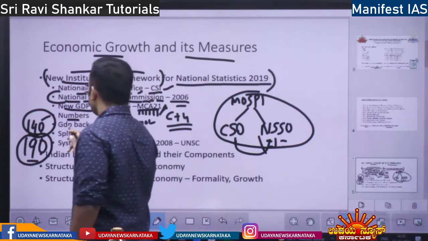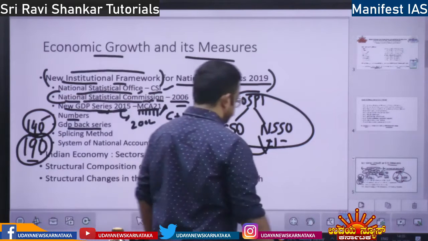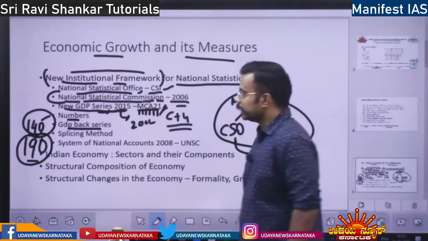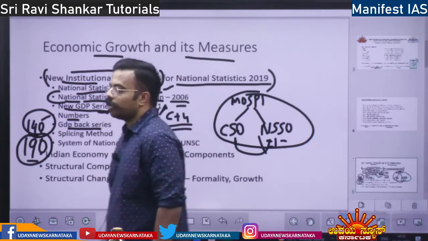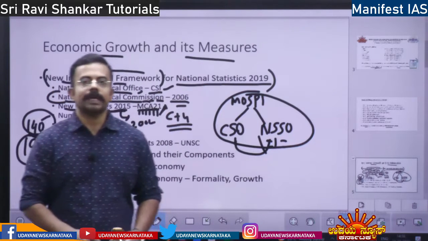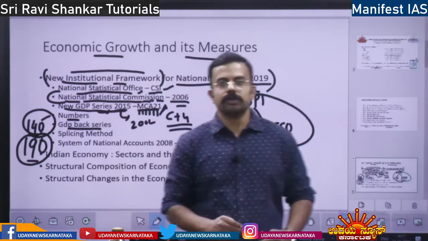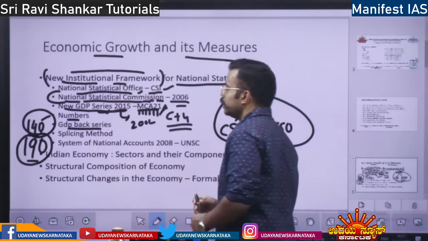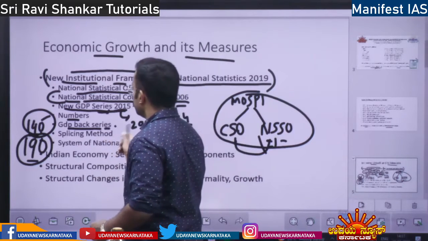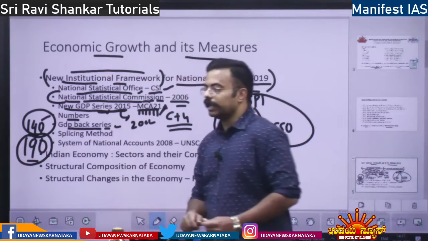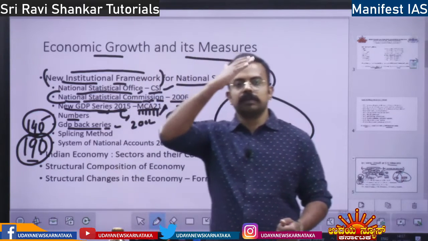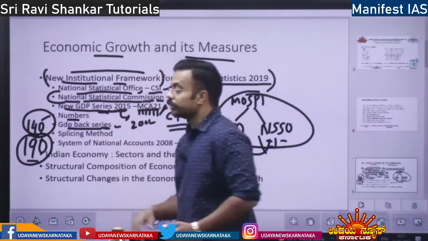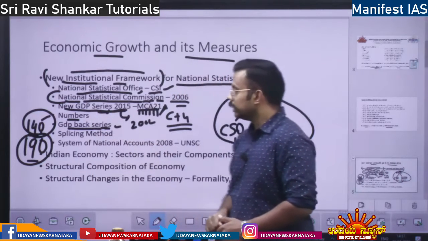Okay. Next we have the GDP back series. The GDP back series is nothing but the changing of the base year. Earlier the base year, I told you, was 2004-2005. Now we have changed the base year to 2011-2012. That is what is meant by the GDP back series, right? Earlier we used to calculate on the basis of the earlier base year. That was the back series. Now we have the new GDP series, right?